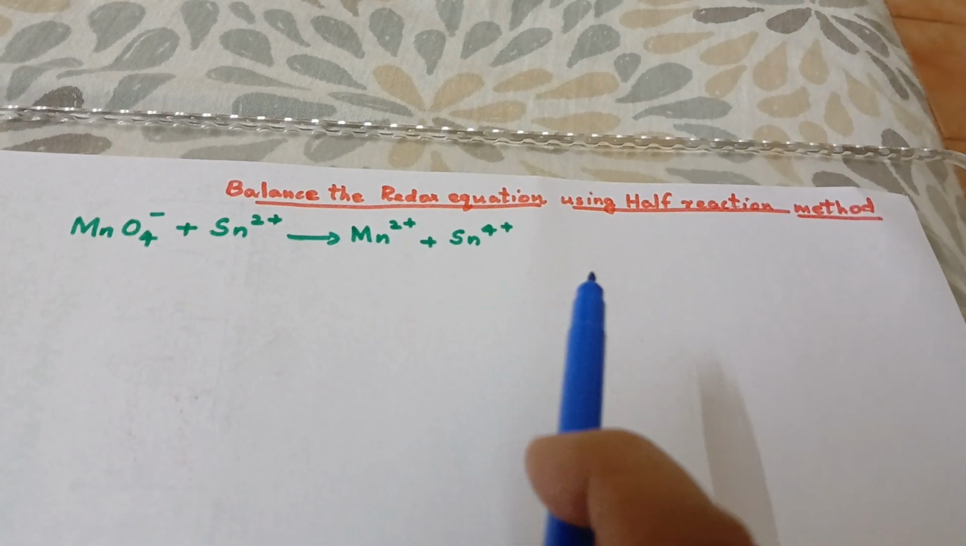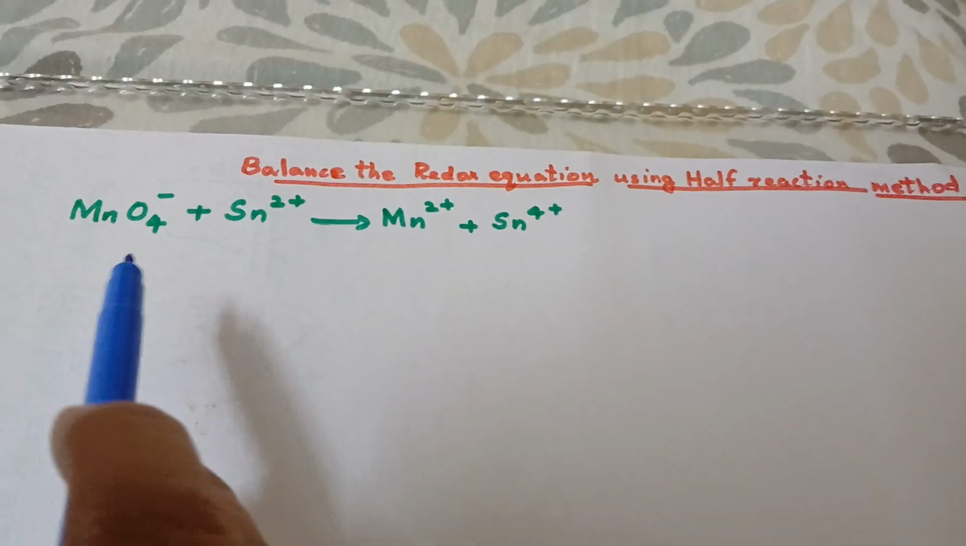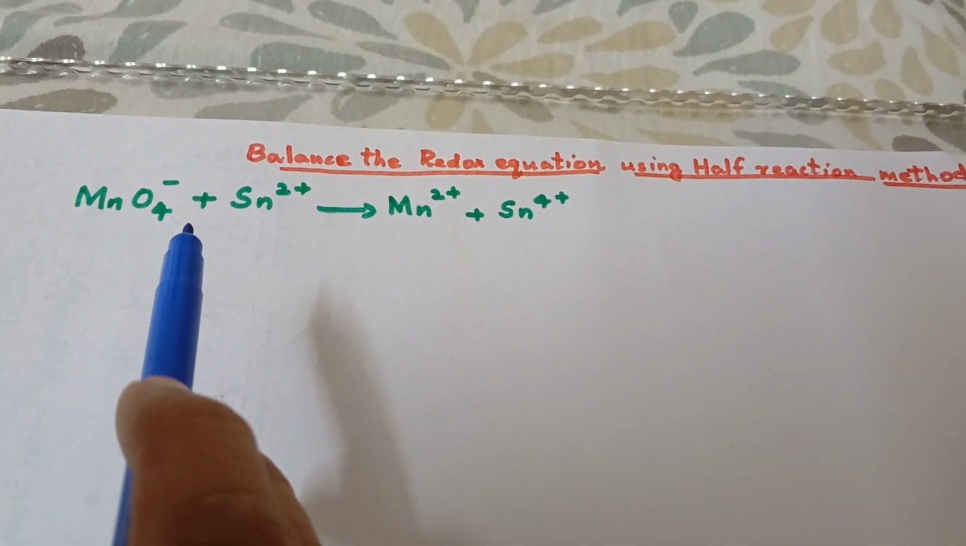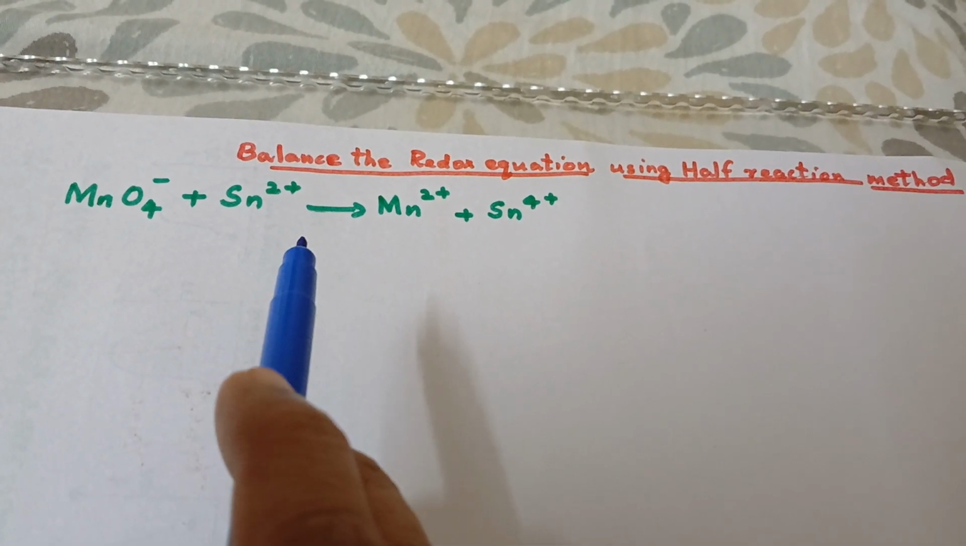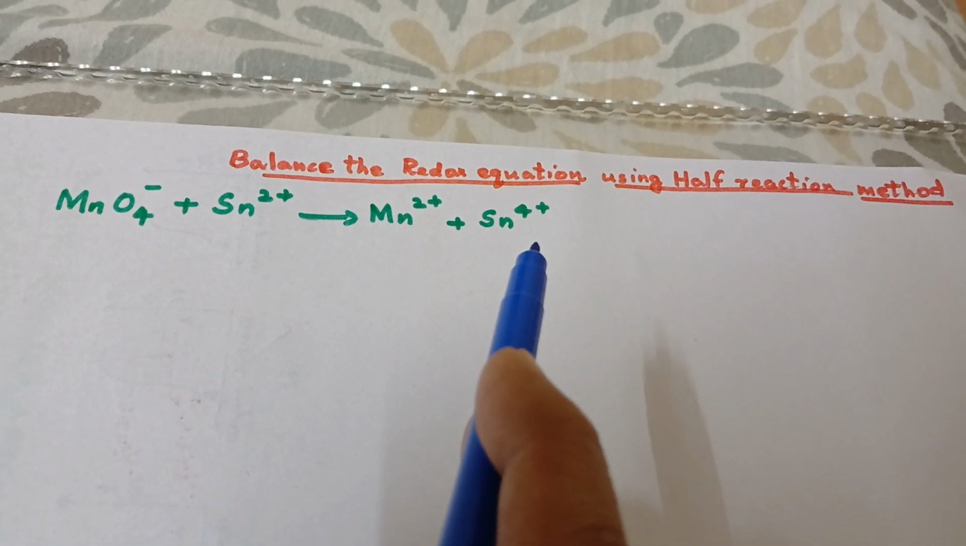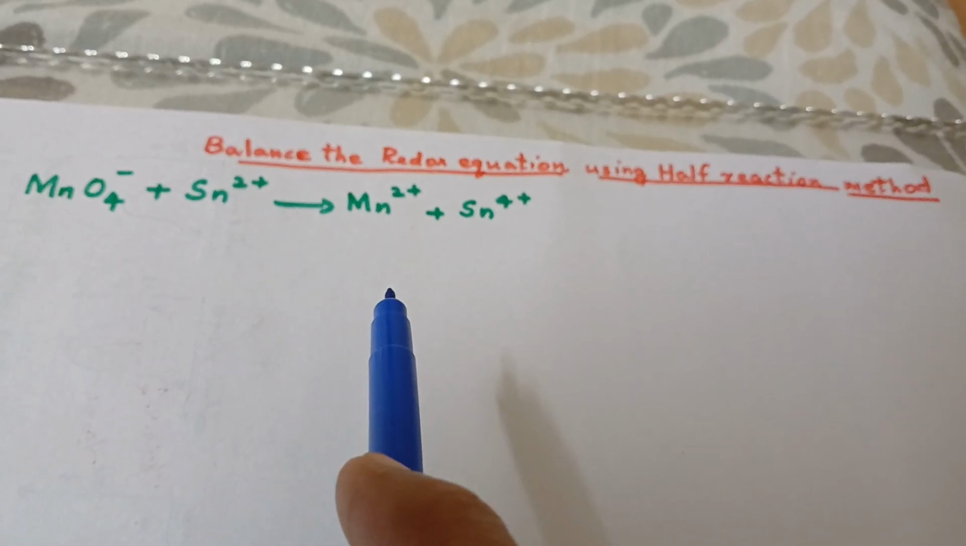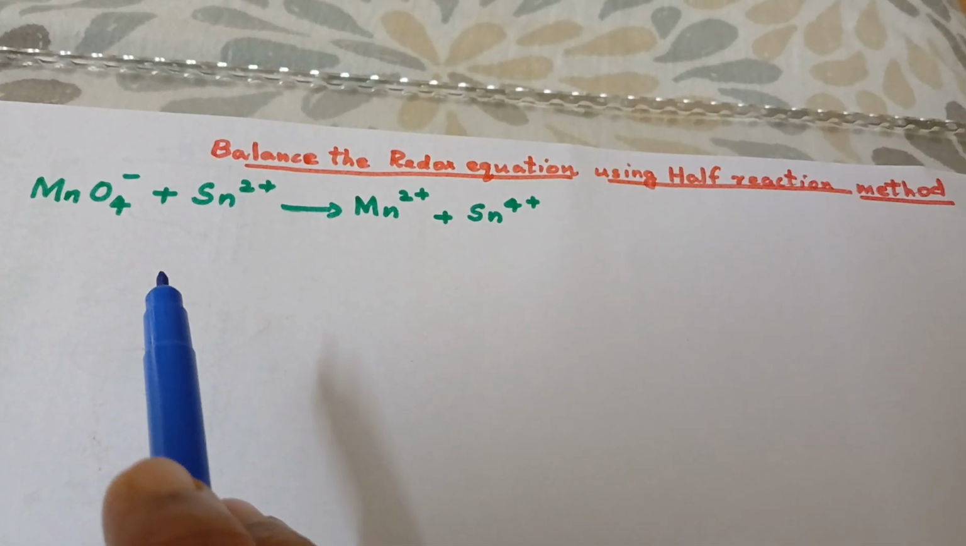Balance the redox equation using the half reaction method. The equation given is MnO4⁻ + Sn²⁺ giving Mn²⁺ + Sn⁴⁺. First let us identify the oxidation equation and then the reduction equation.